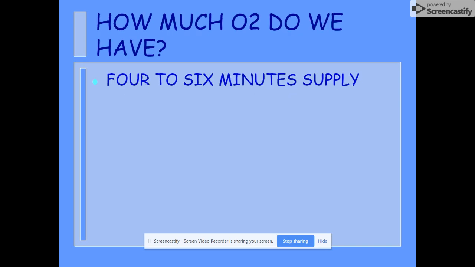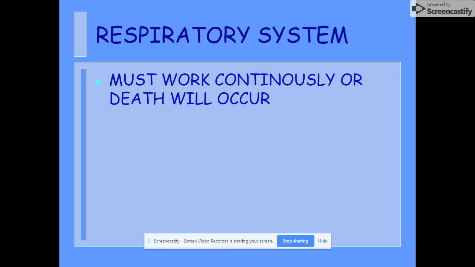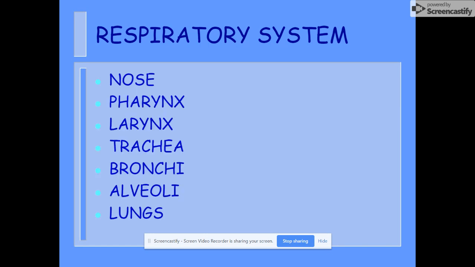You have a 4 to 6 minute supply of oxygen in your body at any given time. Your respiratory system must work continuously or death will occur. So, summary, you stop breathing, you die. The respiratory system consists of the nose, the pharynx, the larynx, the trachea, the bronchi, the alveoli, and the lungs.